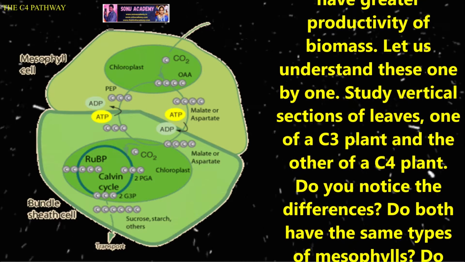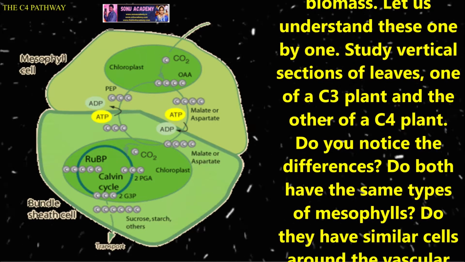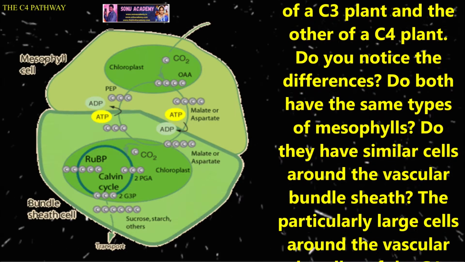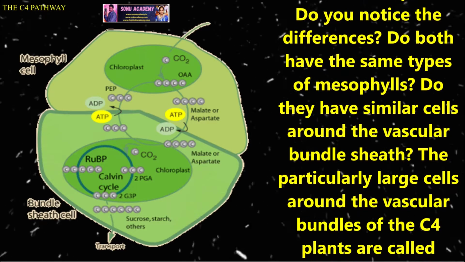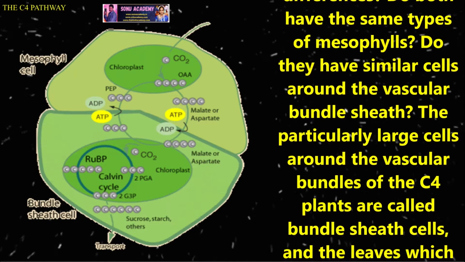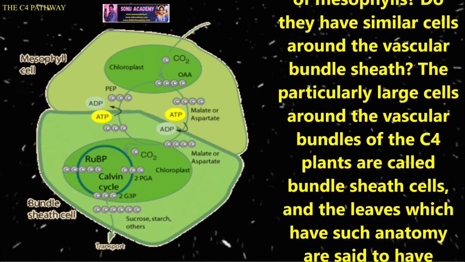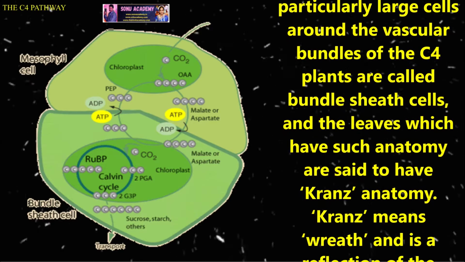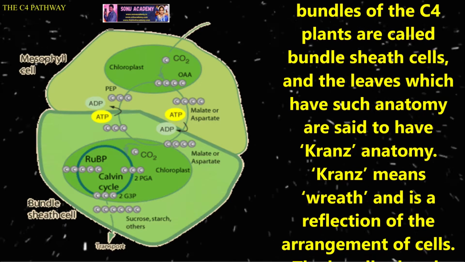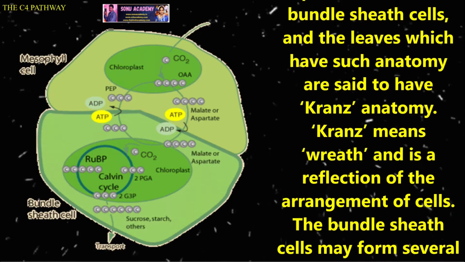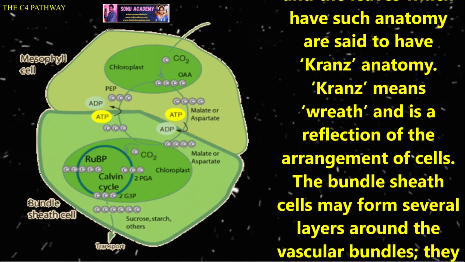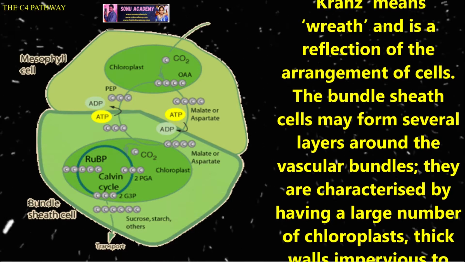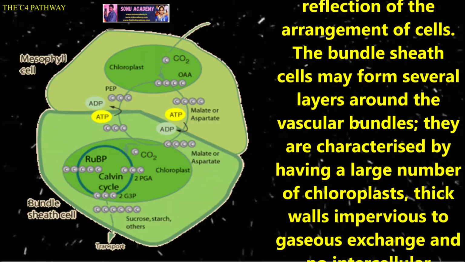Study vertical sections of a leaf, one of a C3 plant and the other of a C4 plant. Do you notice the difference? Do both have the same type of mesophyll? Do they have similar cells around the vascular bundle sheath? The particularly large cells around the vascular bundles of C4 plants are called bundle sheath cells, and leaves which have such anatomy are said to have Kranz anatomy. Kranz means wreath and is a reflection of the arrangement of cells. The bundle sheath cells may form several layers around the vascular bundles.